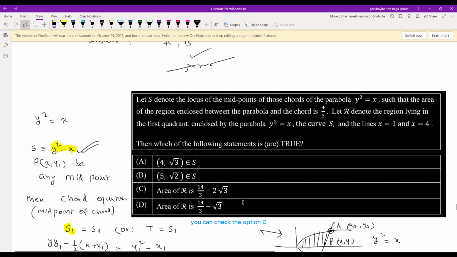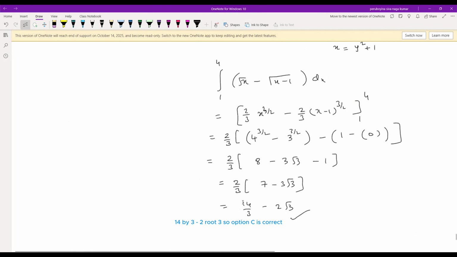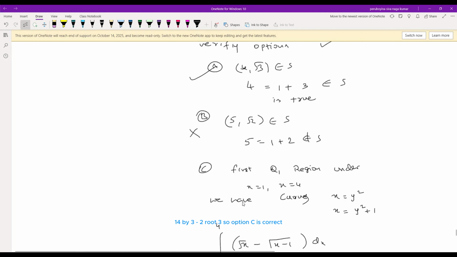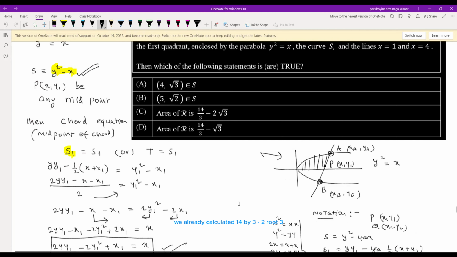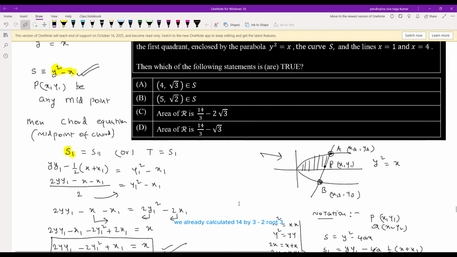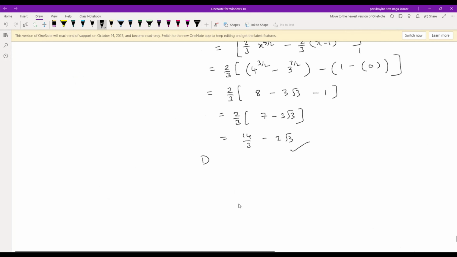You can check option C: 14 by 3 minus 2 root 3 is the area in the first quadrant. Yes, it is correct. So option C is correct. Obviously, option D is incorrect. The area we already calculated is 14 by 3 minus 2 root 3, it's not like option D. So option D is wrong. So overall, the correct answers are A and C.